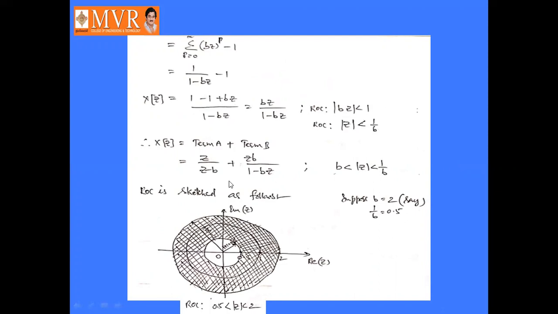So in total, x of z is z by z minus b plus bz by 1 minus bz. And here ROC is in between b and 1 by b. Suppose b is 2, then it will be in between 0.5 and 2. So the ROC is like this.